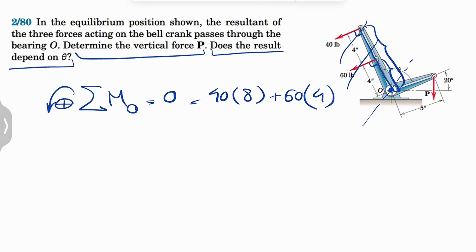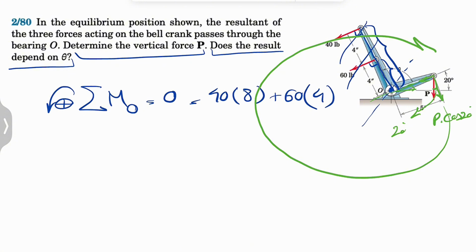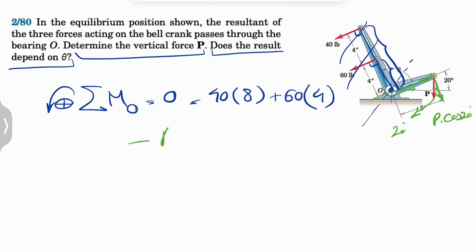So these two are out, and we are left with the moment of P, for which we need the vertical distance. We can resolve the force into two components, one parallel to the crank and the other perpendicular. The parallel one is going to pass through O, so no moment from that one. For the other one, since we know this angle is 20 degrees, this angle here is also 20 degrees, so this will be P cosine of 20 degrees. The moment about O is clockwise, so negative: minus P cosine 20, and the distance that we have is 5 inches. This will be equal to 0, and we should be able to find P in here.